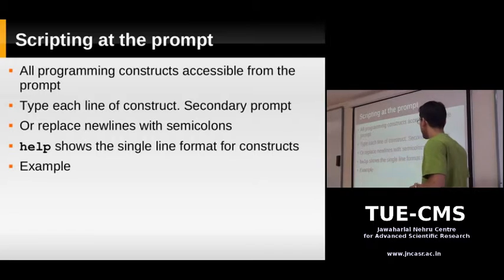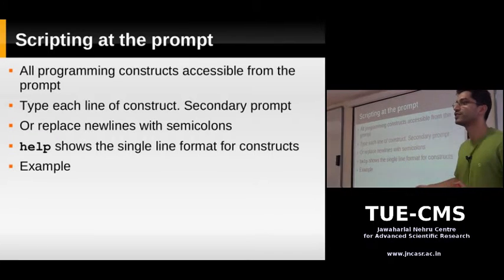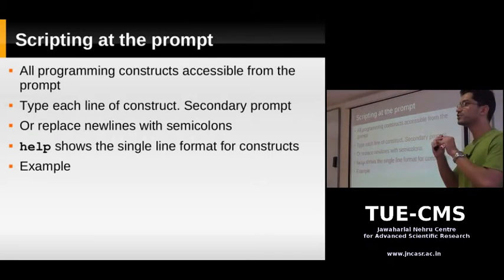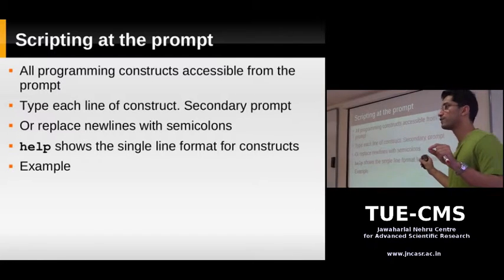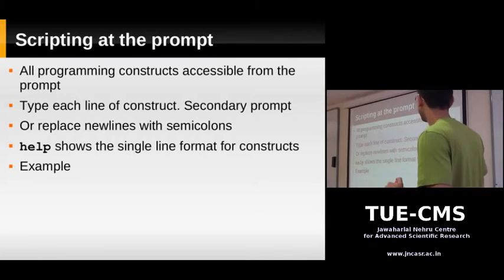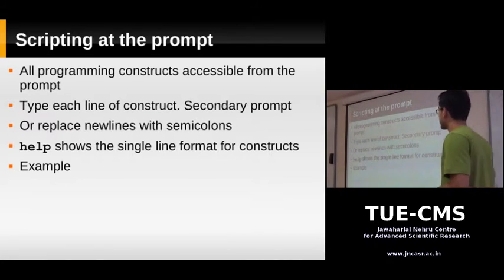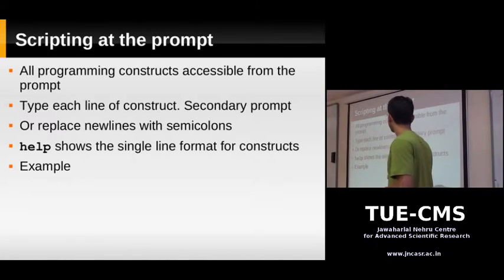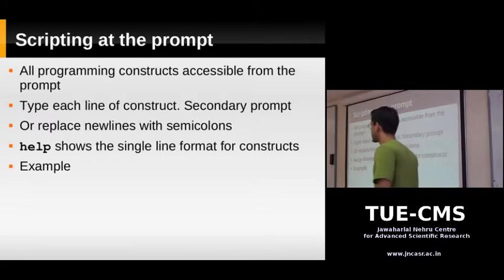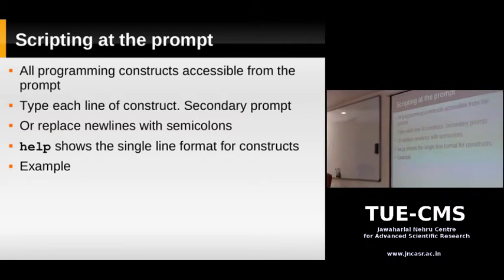If you type help in one of these consoles, if you type help if, it usually shows you the one-line version of those constructs. So what does that mean? How do you type one of these commands on the shell directly? One way to type it is you type each line of the construct and you get a thing called a secondary prompt. I'll show you.